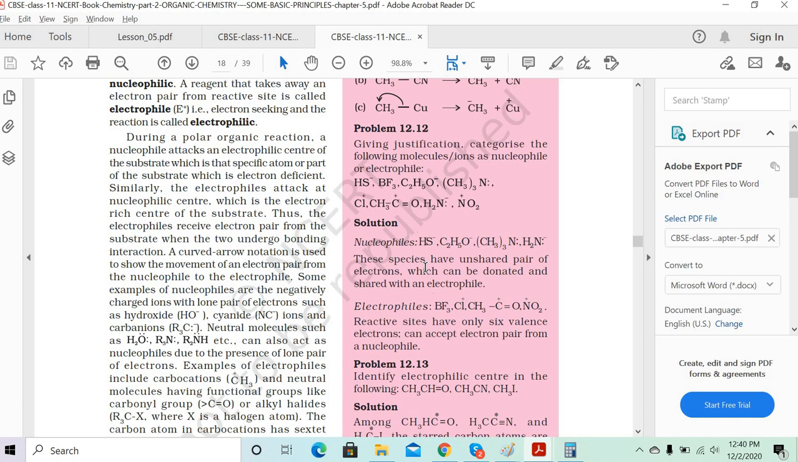Got it? Cl plus. Yes, sir. So Cl plus, because it has to take the electrons, it will attack the nucleus which has more electrons. So CH3 C plus. C plus again has fewer electrons, it wants more electrons, so it can attack that nucleus. Got it? Again N plus O2.